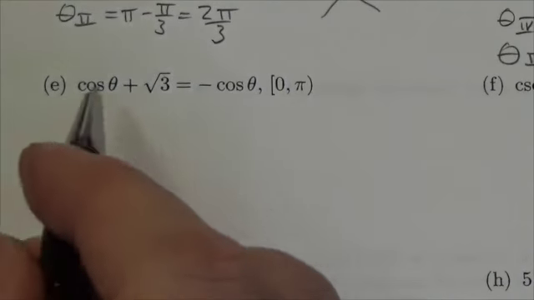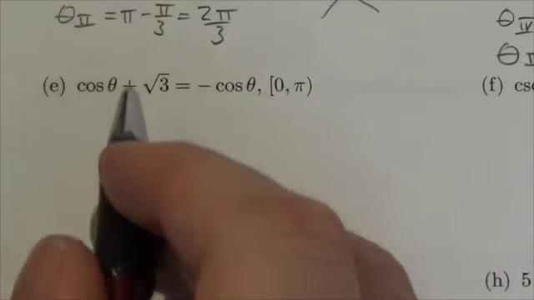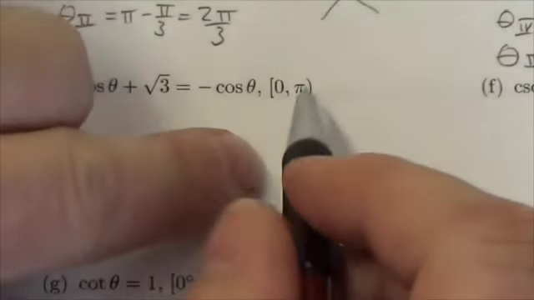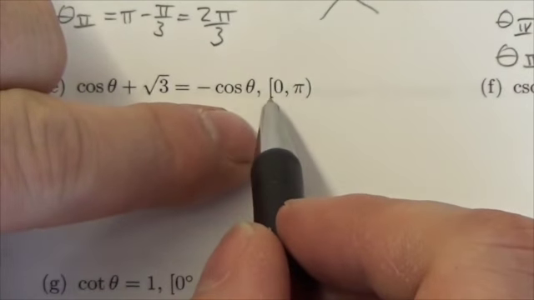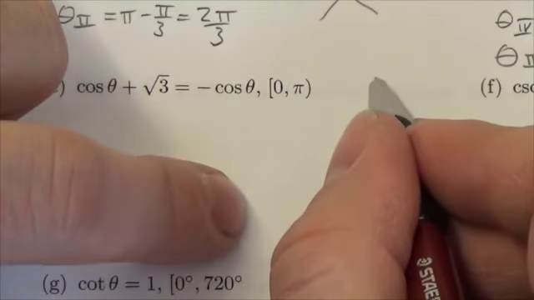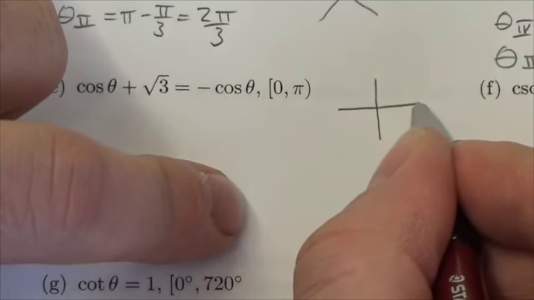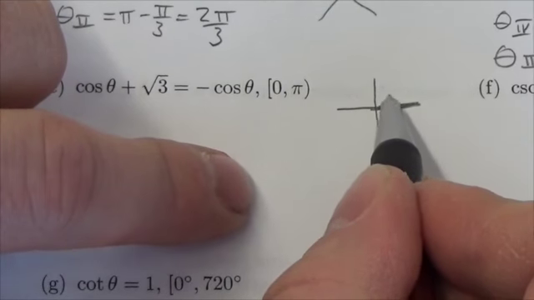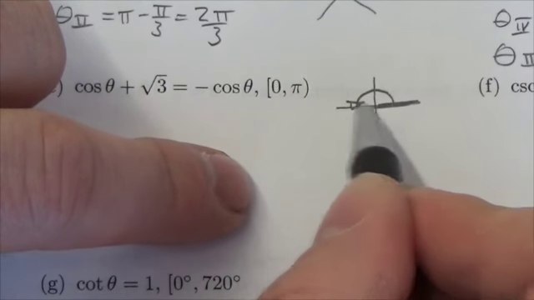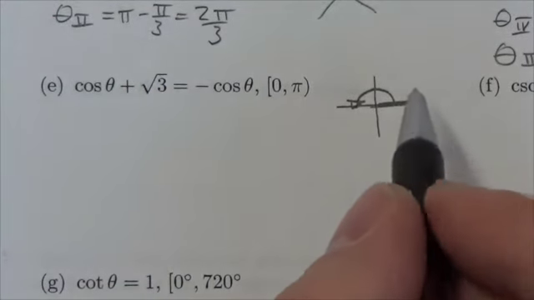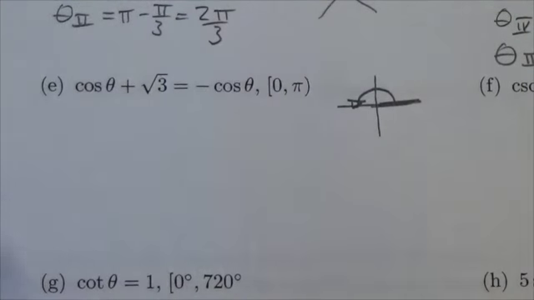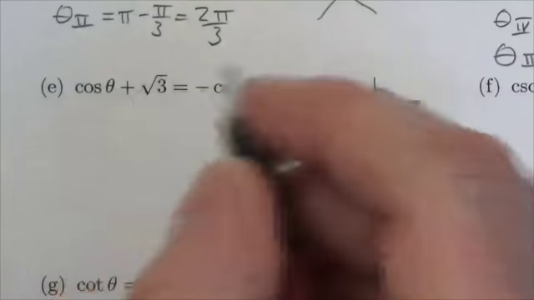Hi everyone. So in this question, we're being asked to solve cosine of theta plus root 3 equals negative cosine theta. In this kind of interesting interval, it's a half closed, half open interval. Let's just take a look at what this interval is referring to. It's from 0, including 0, out to pi, but not including pi. So 0 up to, but not including pi. So we're in radians.